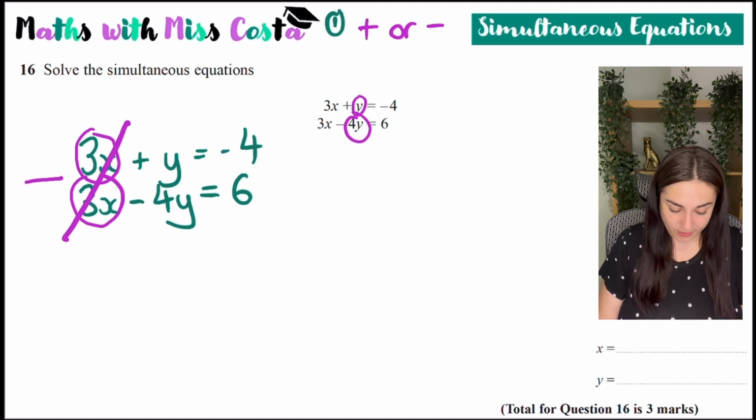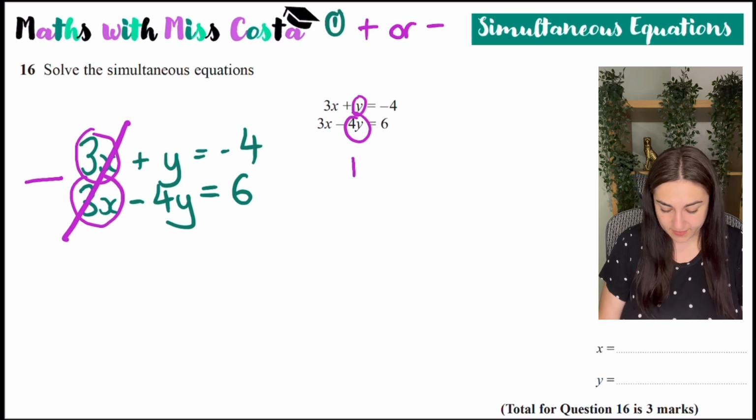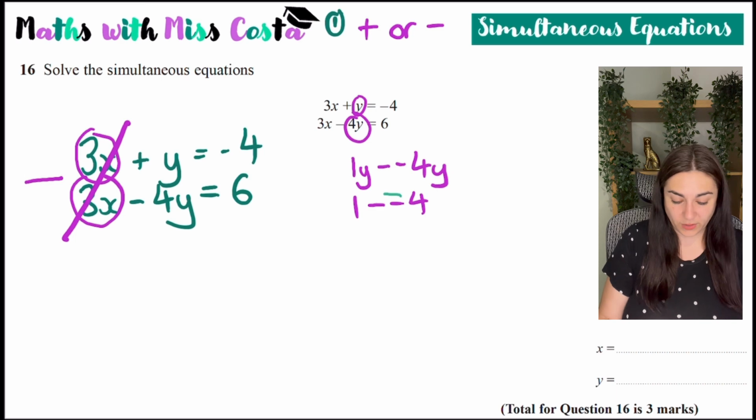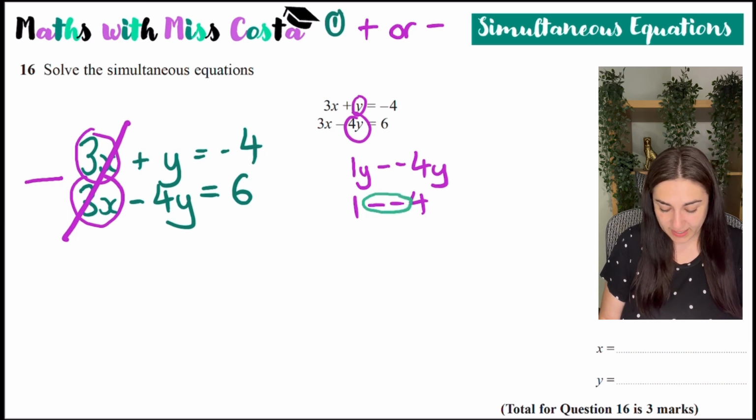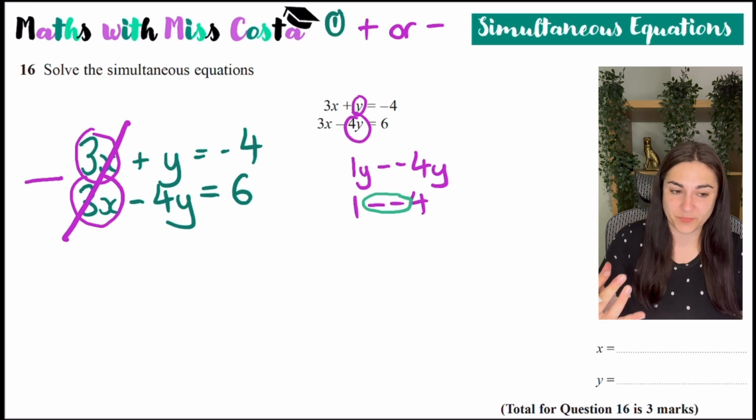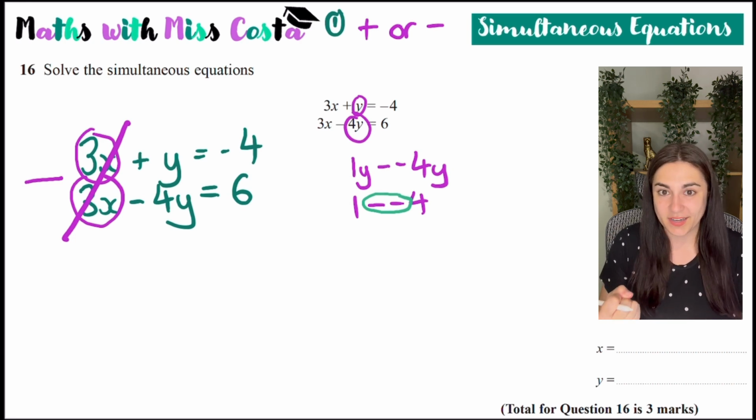So 3x take away 3x is 0. Y take away, so remember that y is a single y, so 1y, take away minus 4y. So I could imagine that's the same as saying 1 take away minus 4. When you've got two negatives next to each other in between the numbers, you're subtracting, you're taking away a negative. So it's the same as adding.